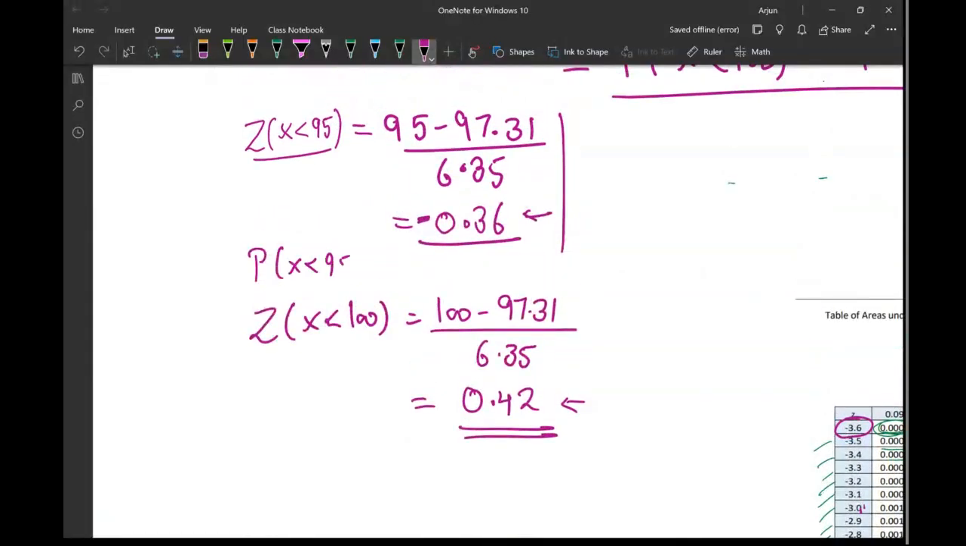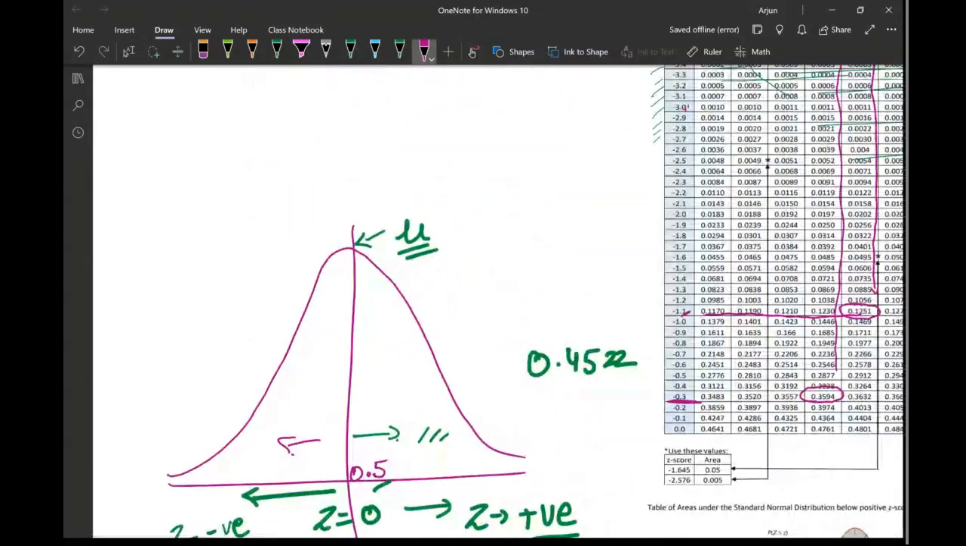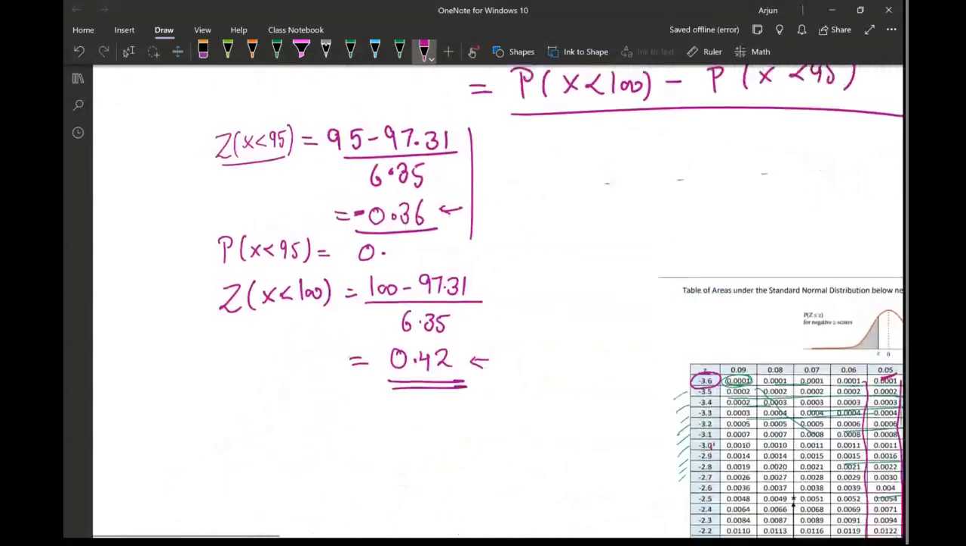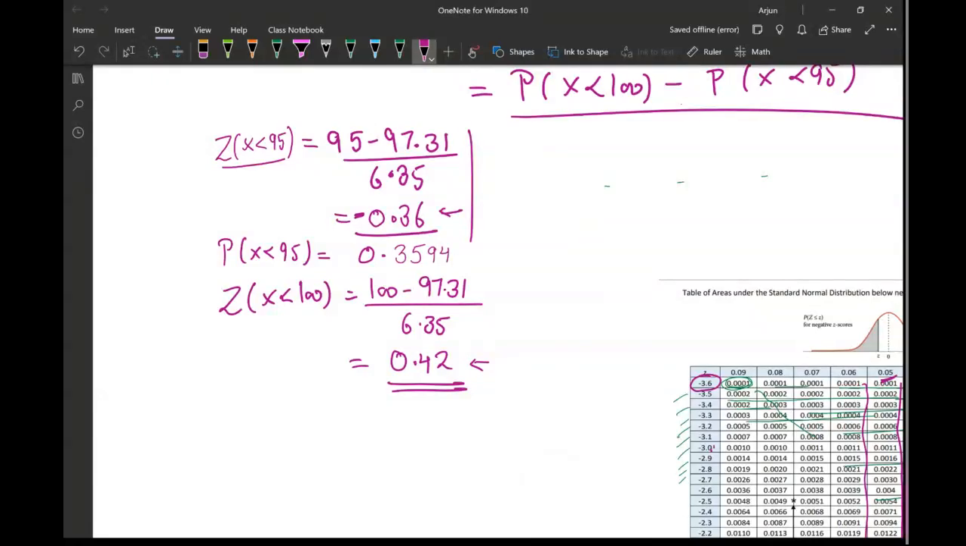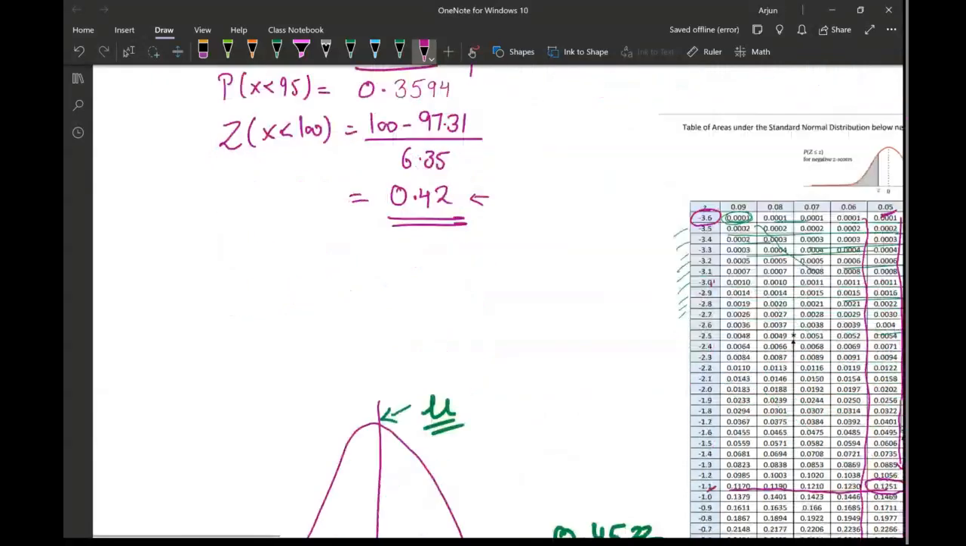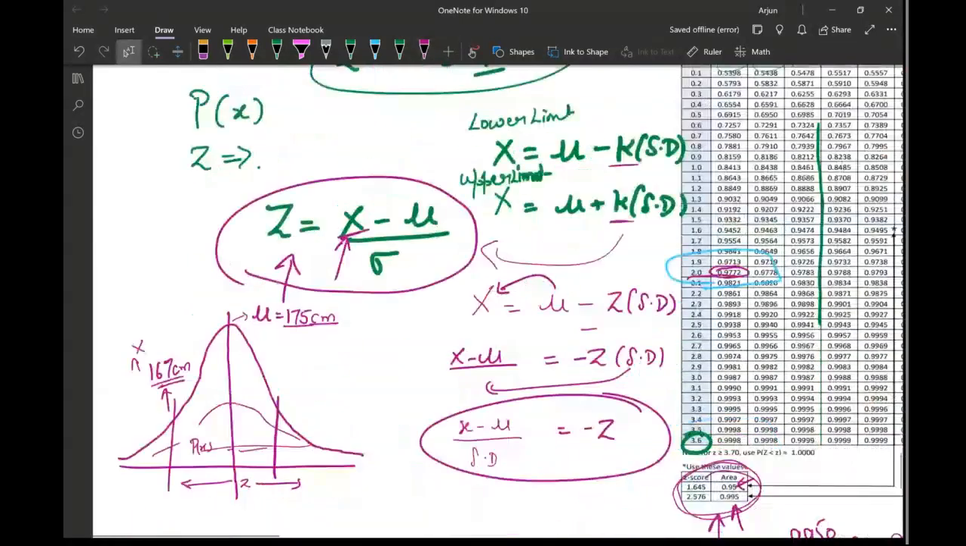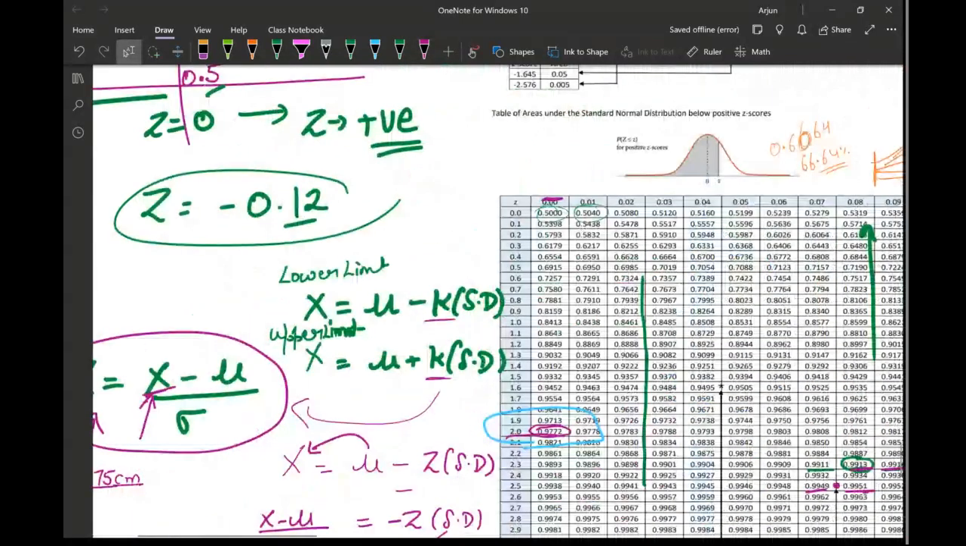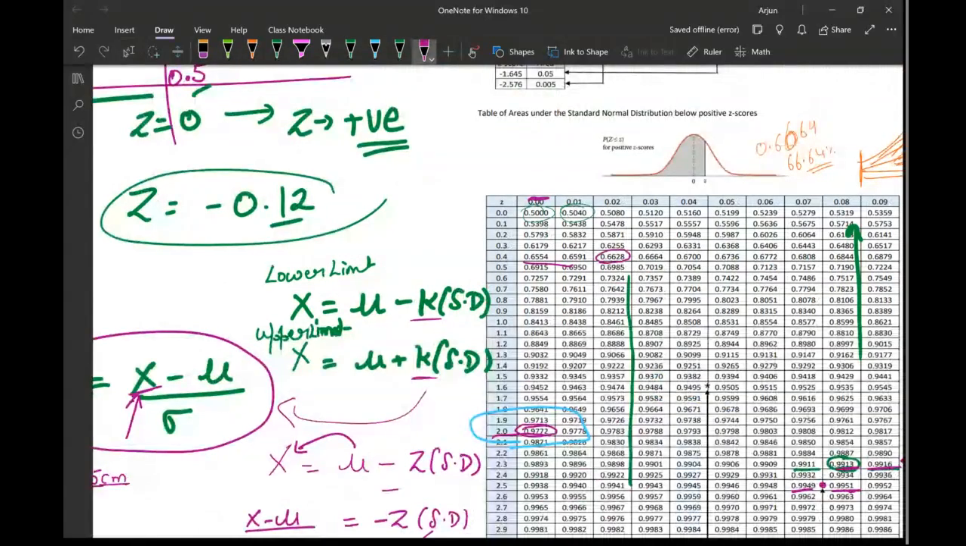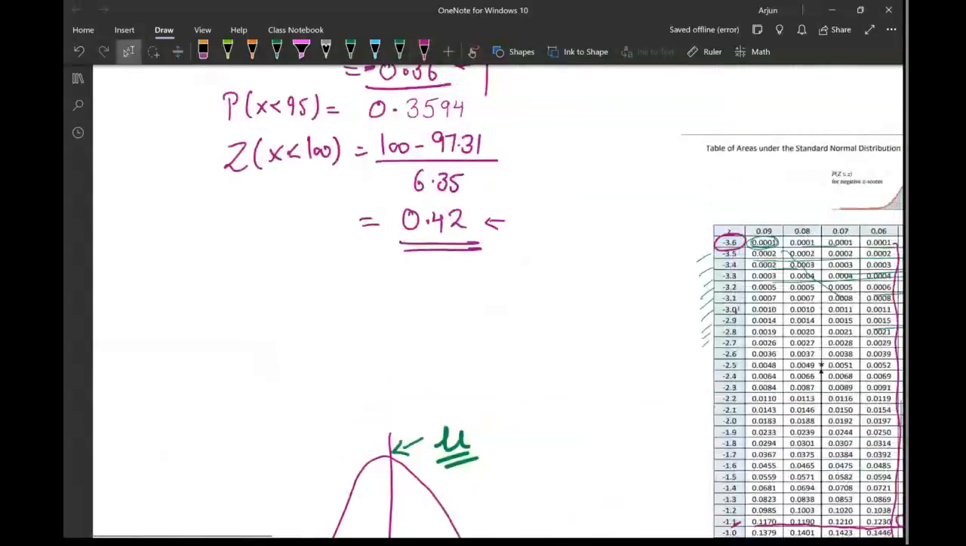So the probability value of x less than 95 is 0.3594. My memory is weak. And for 0.42, if I look for 0.42, that should be 0.6628. So the probability of x less than 100 is 0.6628, I guess. Yeah, I think this is the number I got. I don't want to re-look into it, but whatever number you got, you can use that.